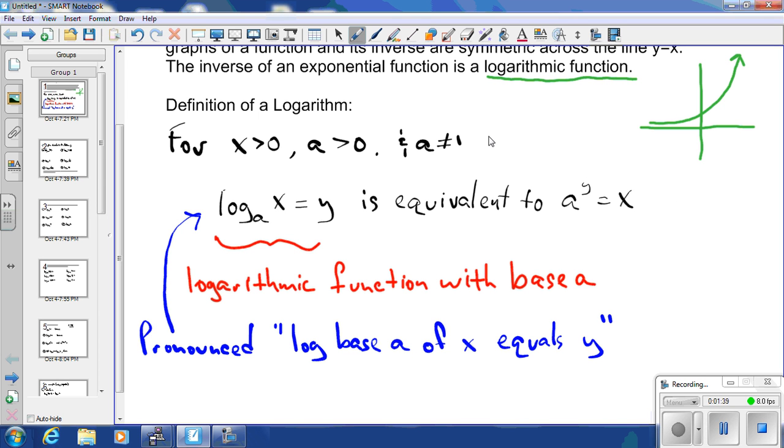Now up here are some points to note. The x value has to be greater than 0. That'll become a factor later on. We'll show some problems with that. The a value must be greater than 0. So we're not going to be taking negative numbers, or 0 for that matter, and raising them to powers, because that would not fit into what we're doing here. And a cannot equal 1 also, because if I took 1 to a power, it would always equal 1, so we're not interested in that.